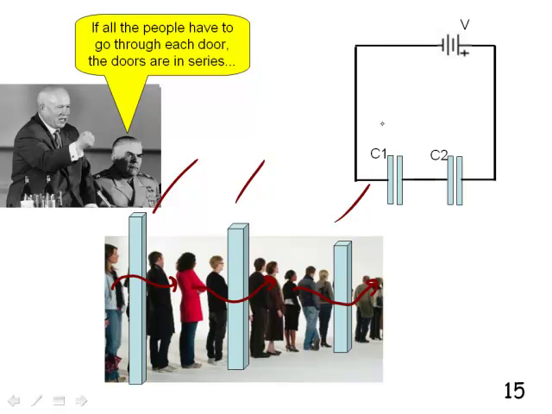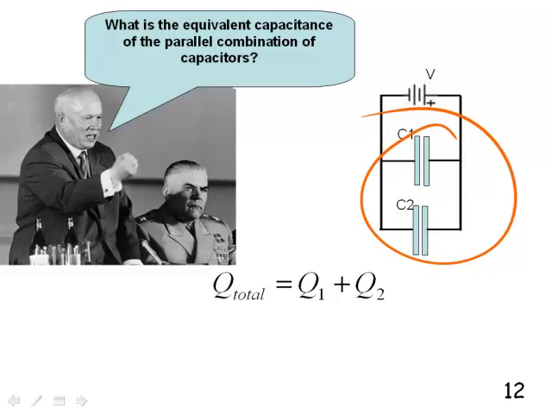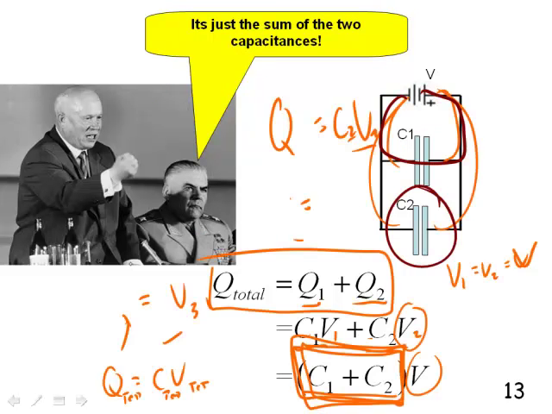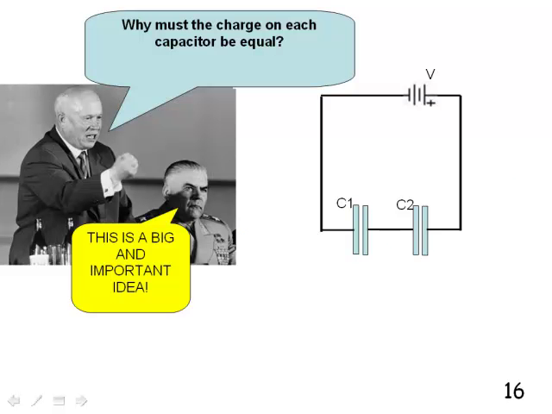So in this case, I've got two capacitors that are in series. If I go through one of them, I have to go through the other one. So this is a door, and I have to go through both doors to get out. But if they were in parallel, if we go back to the parallel combination, I can go through this one and get back to the battery without going through the other one. So they're not in series. We know they're in parallel because they are holding hands.